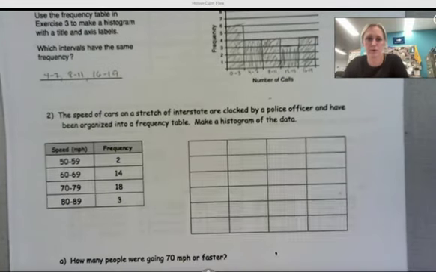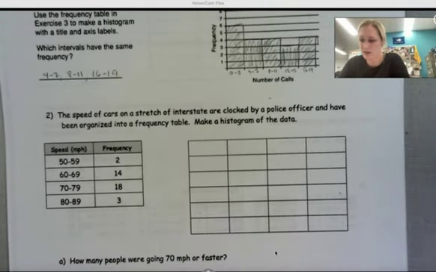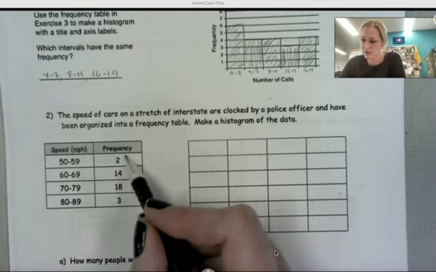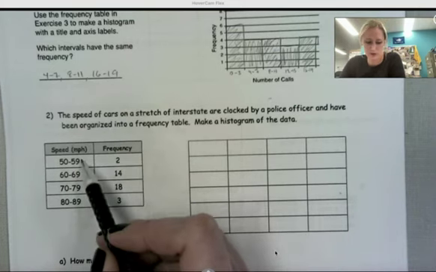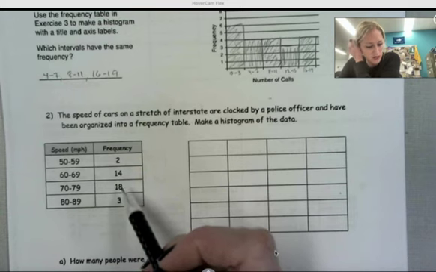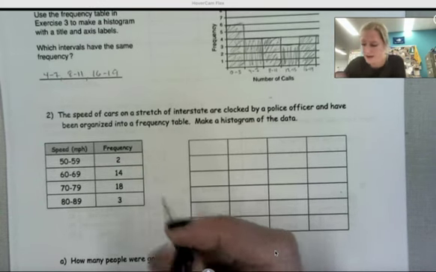Next, another example. Okay, so we have speed of cars. These have already been organized into a frequency table, and we're going to make a histogram using this. So this is going to be my y-axis, okay? Looking at my ranges, I have a pretty small number up to 18, so maybe I want to go to 20 or 24. You can choose here. I might go to 20 actually.